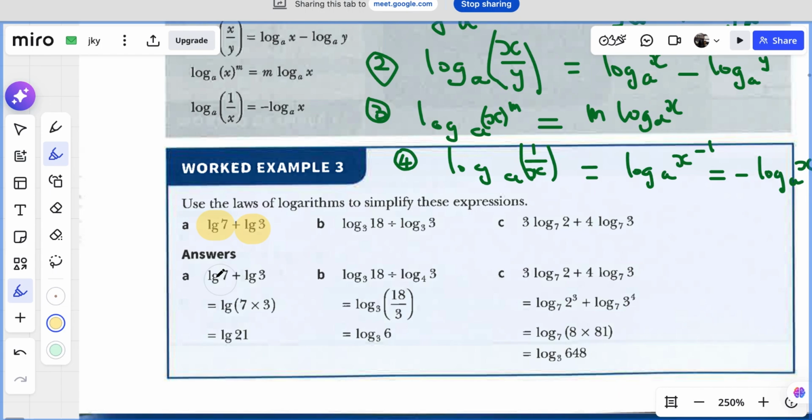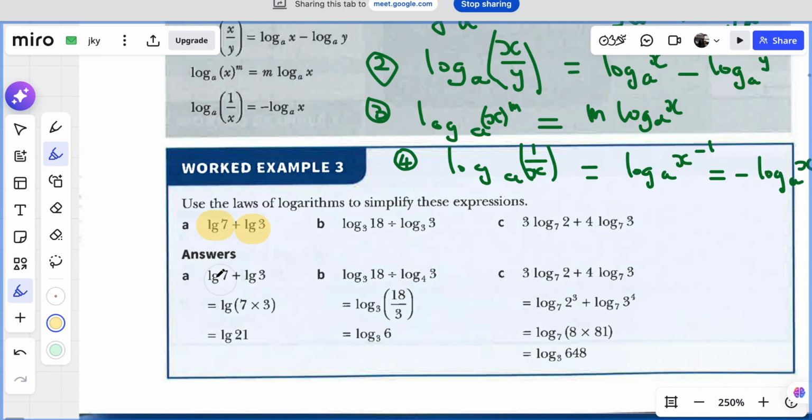Okay, so since this is minus, you divide. You say log 3, 80 divided by 3. Then you get log 3, 6. You stop here, okay? 80 divided by 3 is 6. You can just stop here. You don't have to reach.